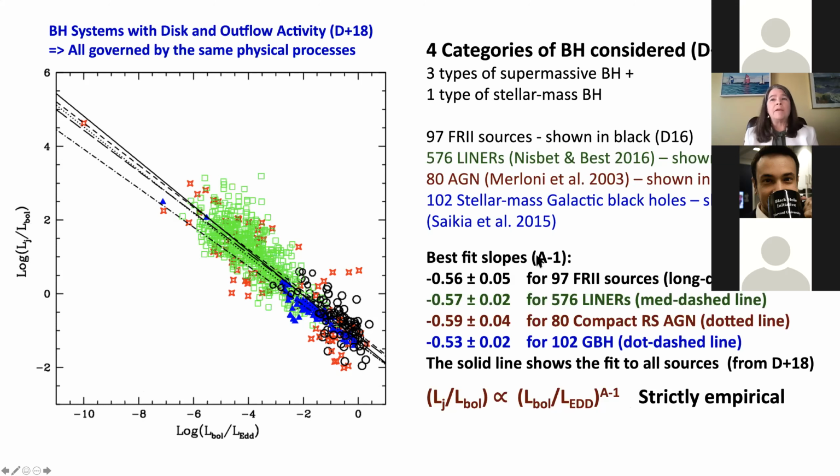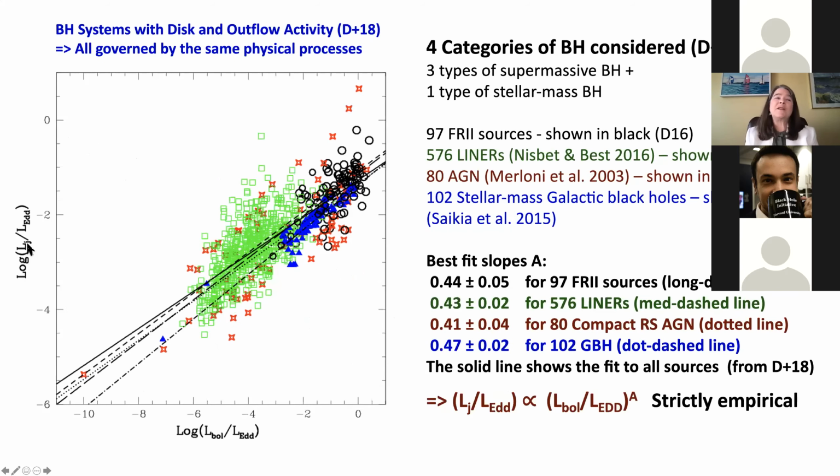Now, throughout the talk, I'll be referring to this quantity A, and the slope of the line shown here is A minus 1. So A is the slope of Lj over Ledd versus Lbol over Ledd. I'll be showing you that in a little bit. So this would have an A of about 0.44, 0.43, 0.41, 0.47, okay? So we'll be seeing this quantity A throughout. It's empirically determined for each sample separately, as explained here. And here it is. So here's the beam power in Eddington units versus the bolometric luminosity in Eddington units. And here's the slope A that we'll be referring to later on.